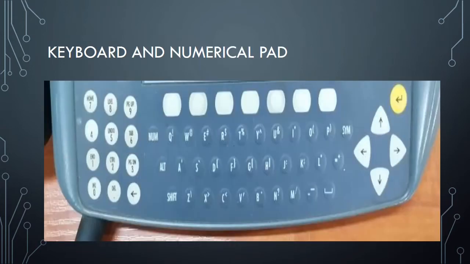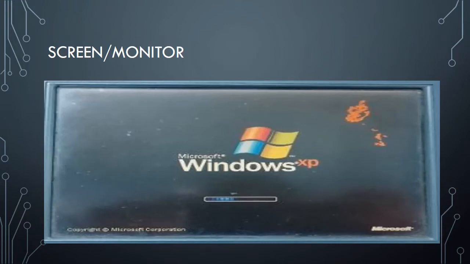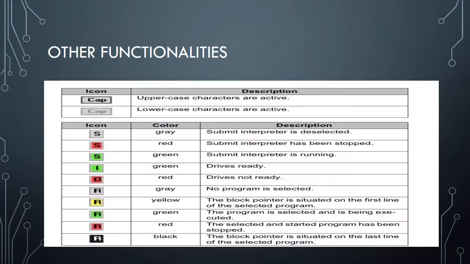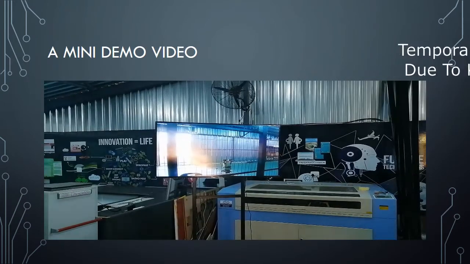Some of the buttons here have basically been erased, so you cannot really see what's on them, but I'll show you what I mean. So these are the buttons, and the definition of what they do. For example, the icon S, which is the gray S, means that the program is selected, and then red means it has been stopped, and when it's green, it's currently running. Sorry about that.